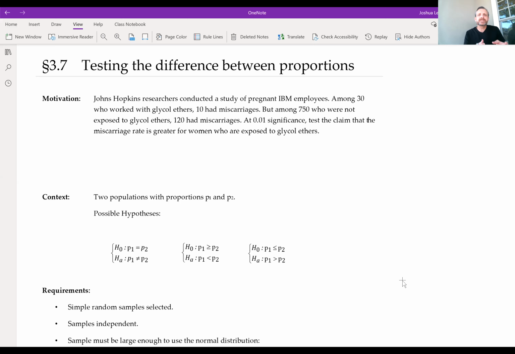Now, there's a miscarriage rate that's present out in the population, right? As sad as it is, it's just a fact that a certain proportion of pregnancies are going to end with a miscarriage, just because we live in an imperfect world and our bodies do things that we can't always explain. But for whatever reason, independent of whether or not they're working with glycol ethers, there will be a miscarriage rate. The issue, though, is whether the miscarriage rate is greater for those who were working with them than for those who were not. And that's what we want to investigate.